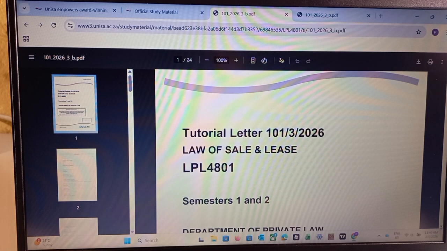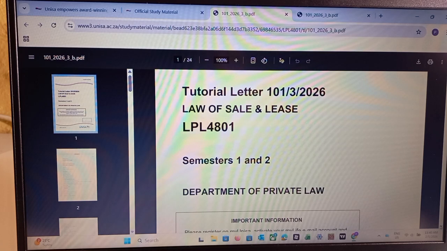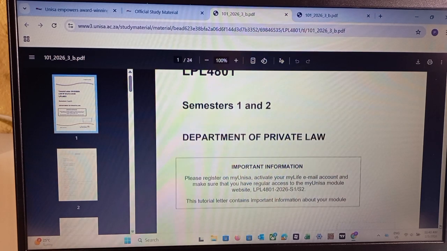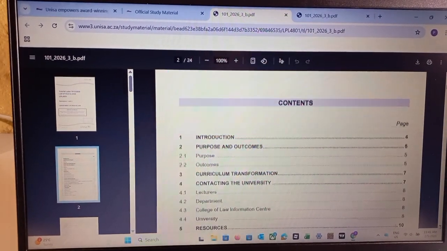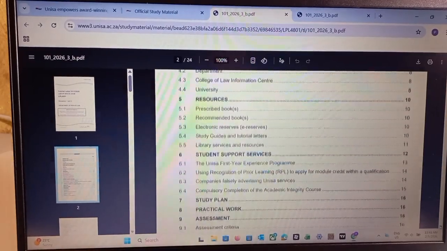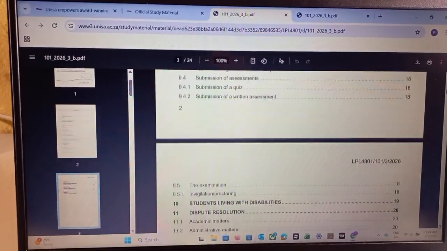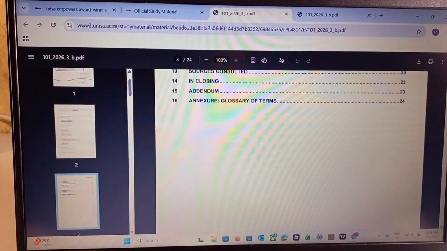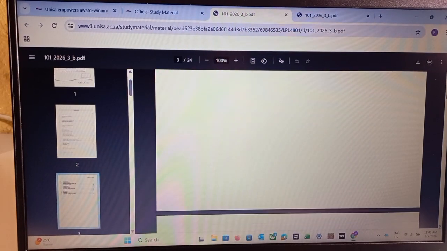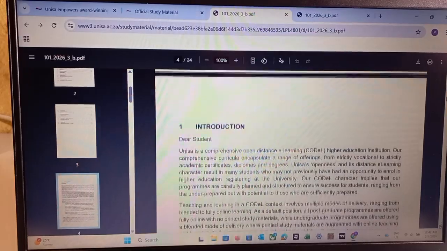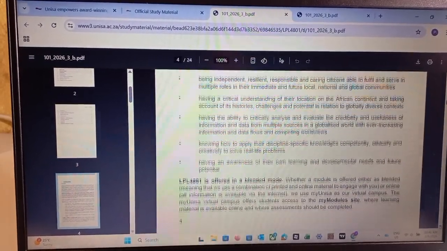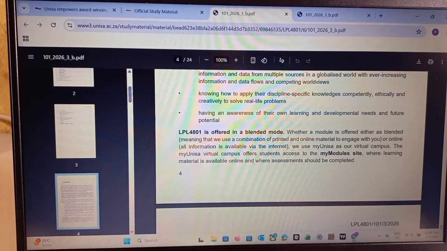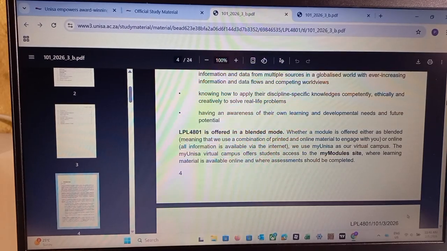We are all familiar with tutorial letter 101. So these are the contents. As you can see, this is the usual that we always receive in all the modules, but we are looking for the specifics for this particular module, that is law of sale and lease. Okay, we are going to read there because it's highlighted. It must be important.